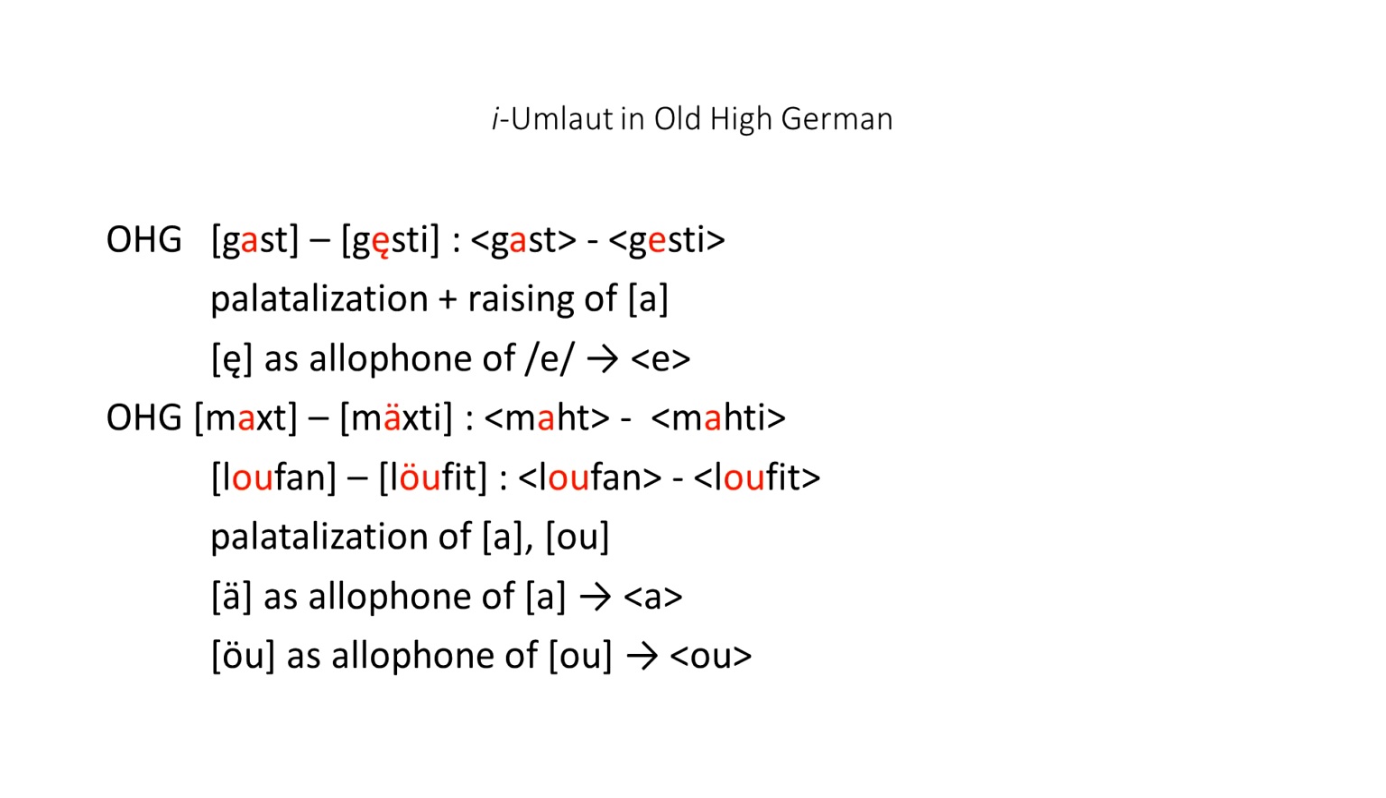If there was another unstressed syllable between the short a in the stressed syllable and the following I or J, or if there was a prominent consonant combination, such as ht, sk, hr, etc., only palatalization took place and no raising. The umlaut of u, o, and their combinations results in palatalization without raising. In all these cases, the palatalization products were interpreted by the scribes of Old High German as allophones of their original sounds, and written accordingly. Macht, machti, laufan, laufet.